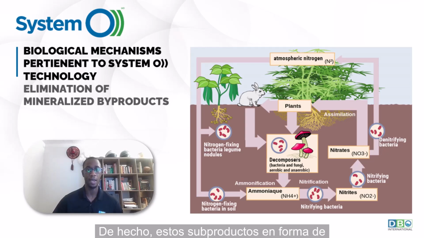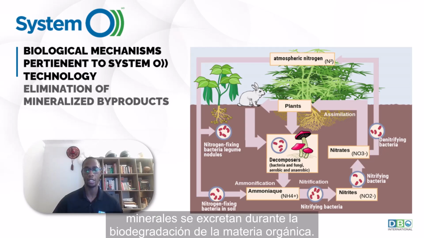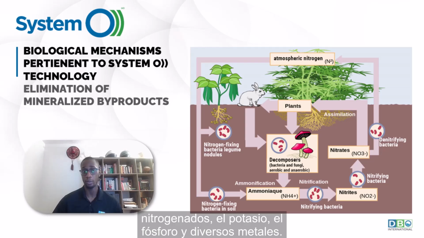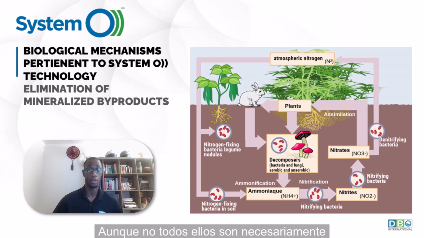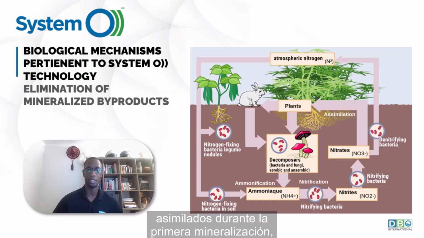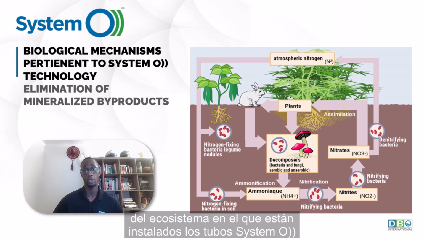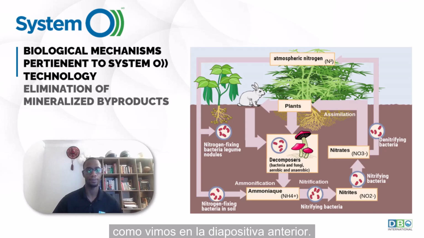In fact, these byproducts in the form of minerals are excreted during the biodegradation of organic materials. We are most notably talking about CO2, nitrogen compounds, potassium, phosphorus, and different metals. Although these are not all necessarily assimilated during the first mineralization, these compounds are always accessible and very useful for different organisms in the ecosystem in which the system or pipes are installed, as discussed in the previous slides.